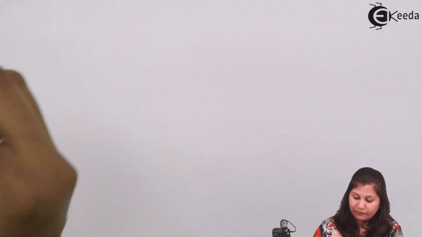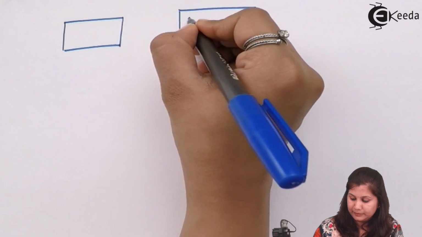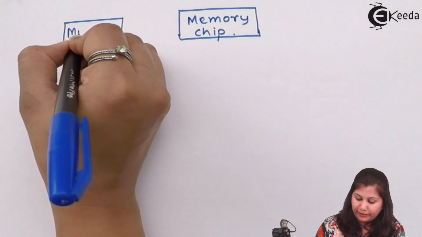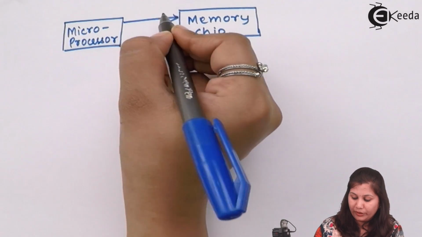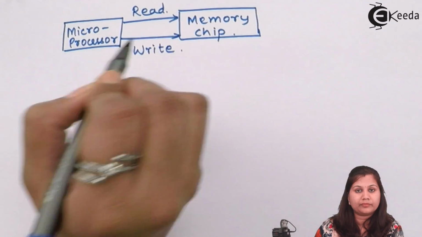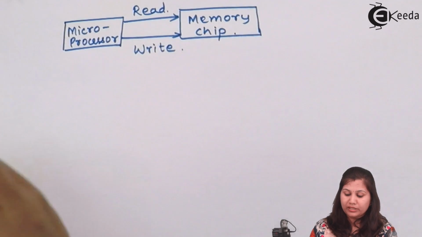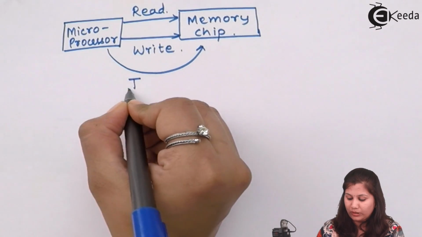Now when the microprocessor wants to read or write data from the memory, it has to communicate with the memory. So for the microprocessor we have a memory chip, and here we have the microprocessor. This microprocessor is either going to read the memory or write the memory. It is going to read the data from the memory chip, or write the data into the memory chip. So first, this microprocessor has to communicate with this memory chip. Now this communication is also known as an interface.